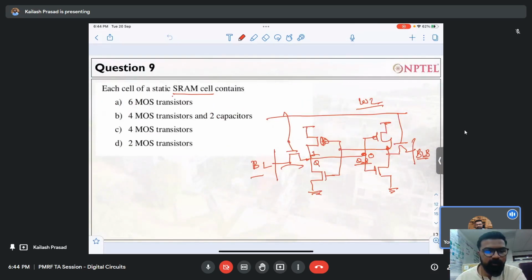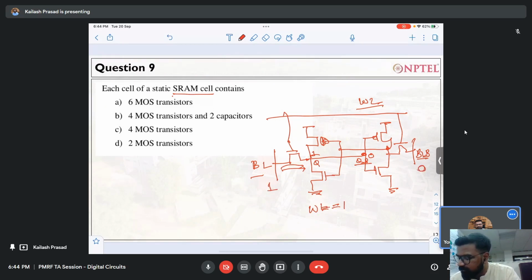I was discussing how you write into the cell. You make WL equal to 1. Suppose you want to write 1, so you will write 1 from here and 0 from here, because you want to store the data. You make WL 1, which means you are turning on these two transistors. 1 will go here, 0 will go here. Please consider this structure. It is nothing but back to back connected inverters.